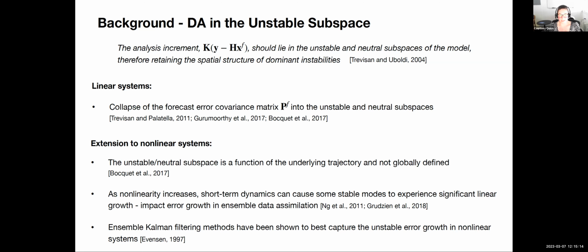So empirically, ensemble Kalman filtering methods have been shown to best capture that unstable error growth in nonlinear systems. However, there's a caveat there. This is when you have a fully sampled system, right? You've fully sampled your underlying subspace. So the question is, how do we ensure that we are fully sampling our underlying unstable and neutral subspace?